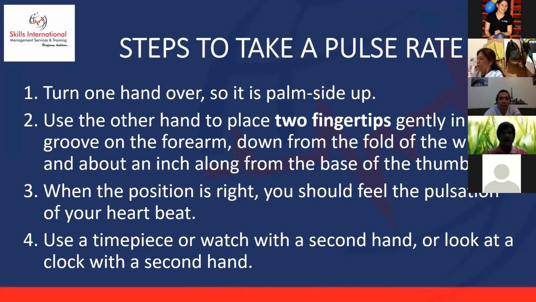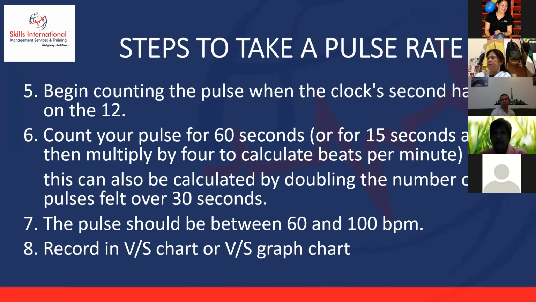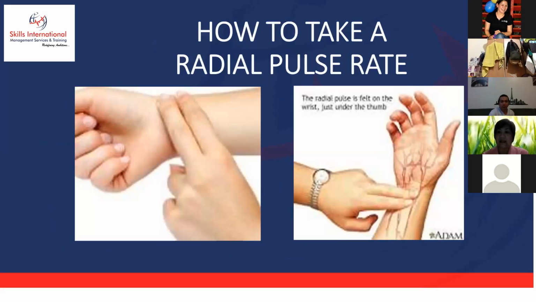Okay, so we were talking about how to take the pulse rate in a full minute, if it is 60 seconds, and if it is 15 seconds, you will just multiply it by 4, or taking it in 30 seconds, multiply it by 2 to have the measurement of 1 minute pulse. This is how the radial pulse is.